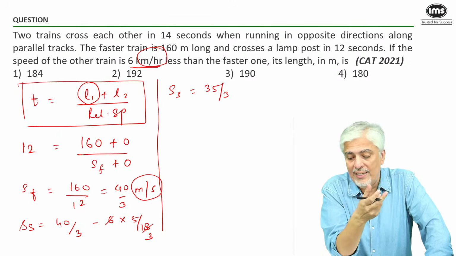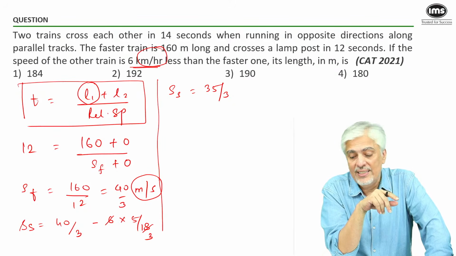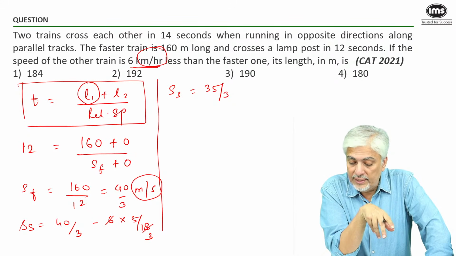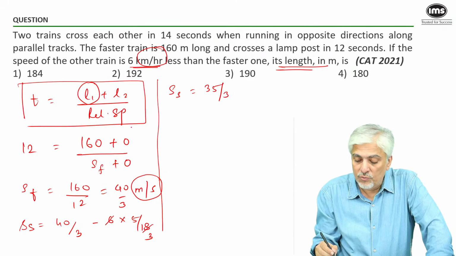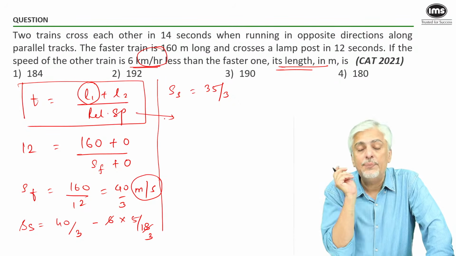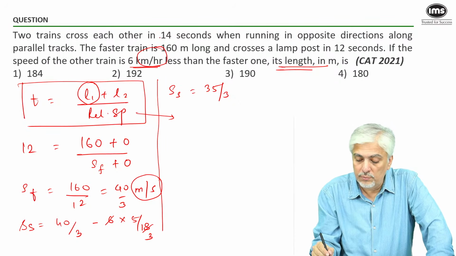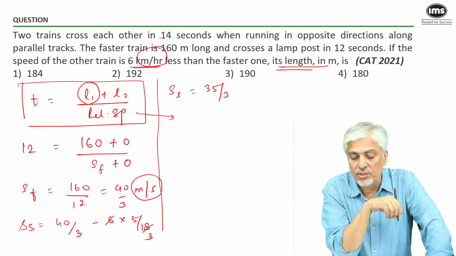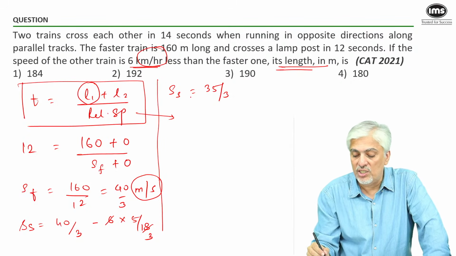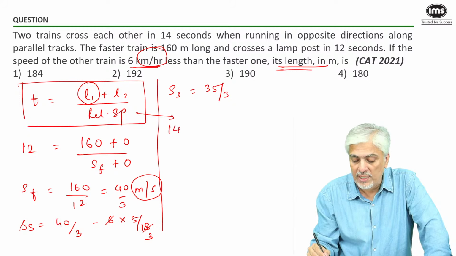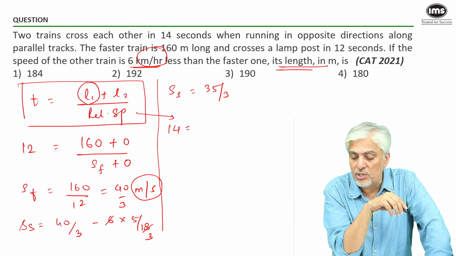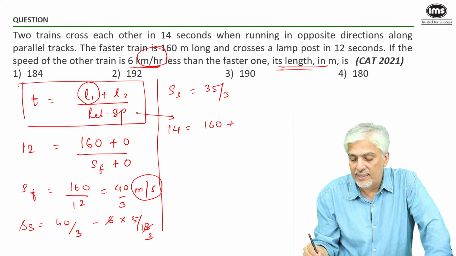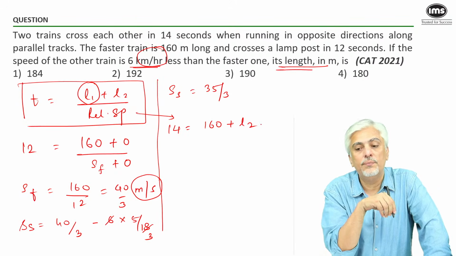Now I will go back and read the earlier condition, where they have asked, what is the length of the other train? Now again, if I use the same concept over here for both the trains together crossing each other, two trains cross each other in 14 seconds. So time is 14. Length of the first train plus length of the second train. I already know length of the first train, 160. Length of the second train I don't know.